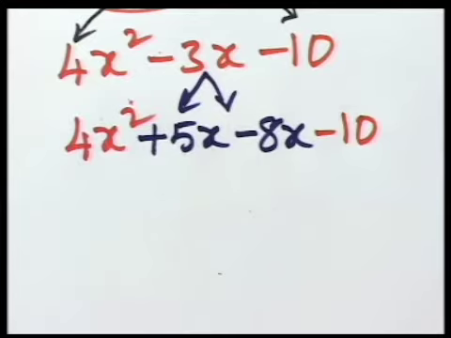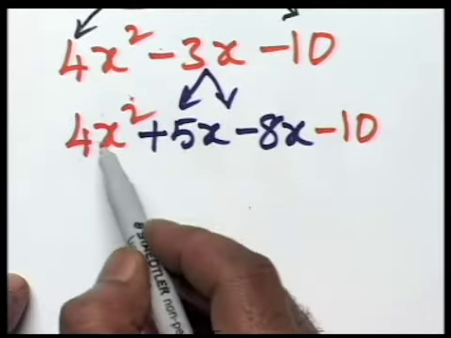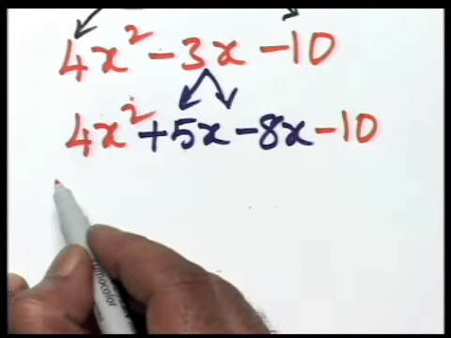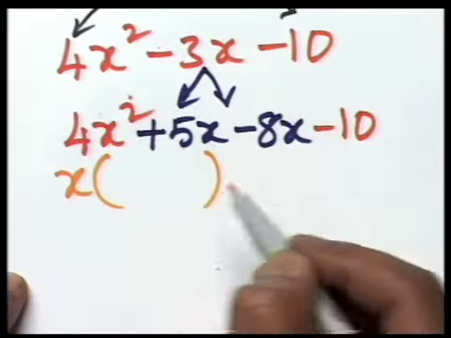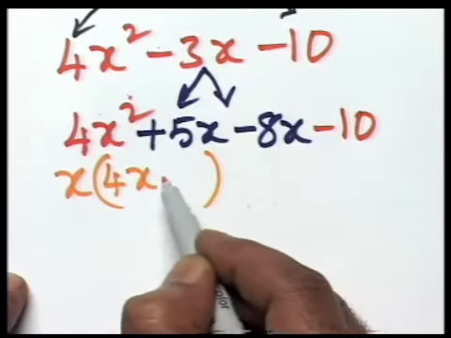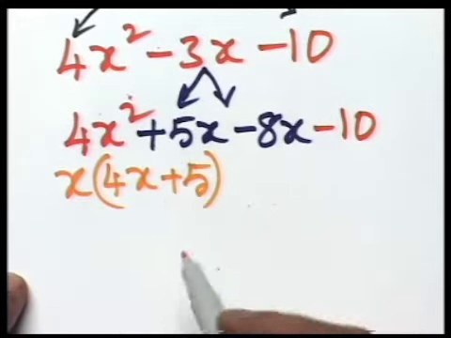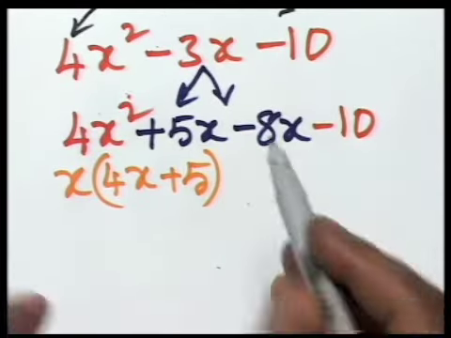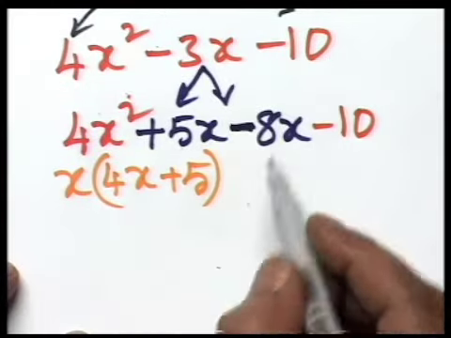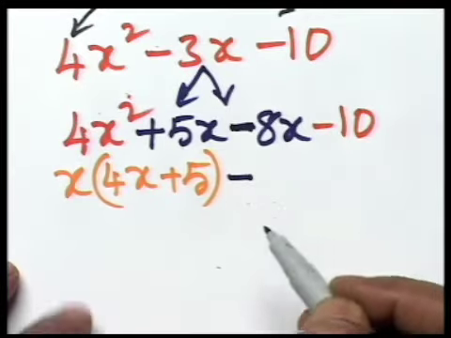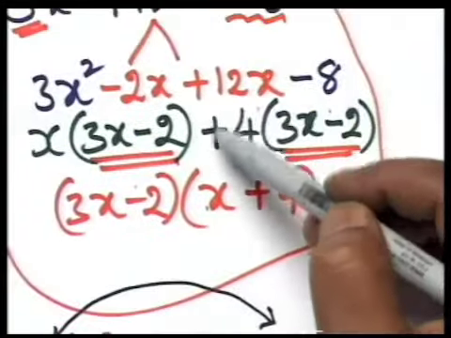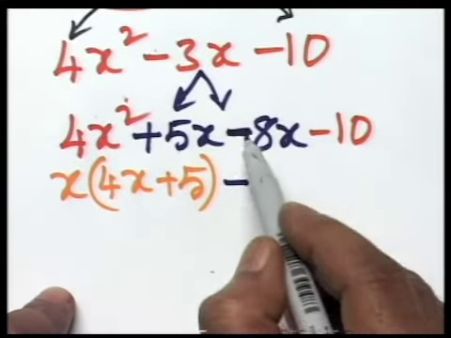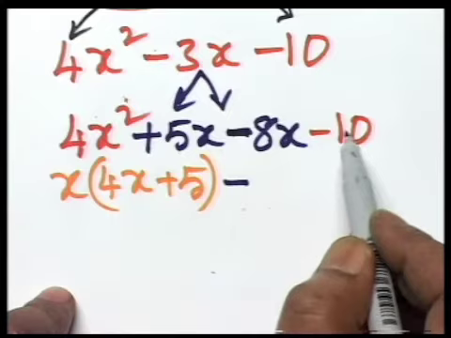If nothing is common, 1 is common. 4, 5, no common. X squared, x: x is common. Inside the bracket, I get a 4x and plus a 5. Please check. Then minus, very dangerous. That minus is dangerous. I'm taking minus as common. Up to now, the sums were easy because I just took plus sign as common, but here it's minus. Please watch. Put the minus there and then 8 and a 10.